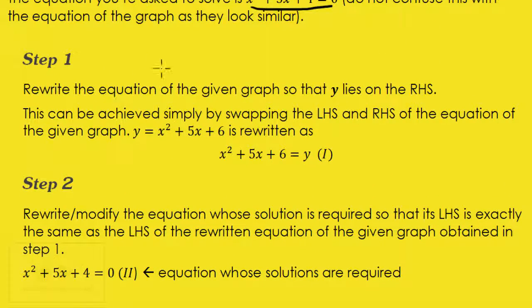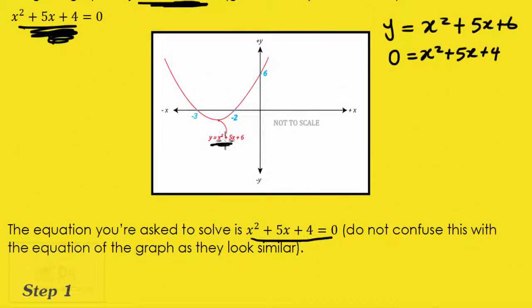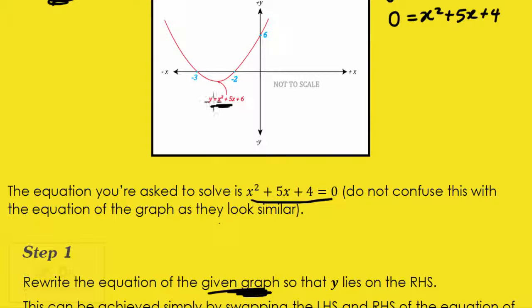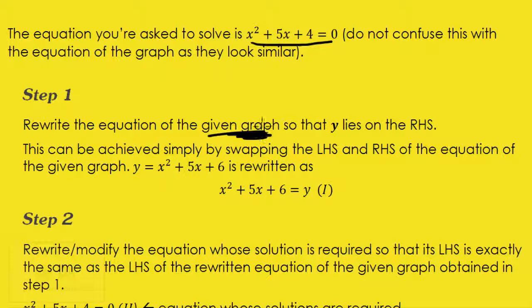Now the first step, there are 4 steps, and I've outlined the 4 steps here, so I'm just going to read through. The first step is to rewrite the equation of the given graph so that y lies on the right hand side. The equation of our graph is y equals x squared plus 5x plus 6. As you can see, y lies on the left hand side. So the first step is to rewrite the equation of the graph so that y lies on the right hand side. You can just take y to the right hand side, or do what this step says, which is just swap the left hand side and the right hand side. And that's what I've done here. So that's the first step.